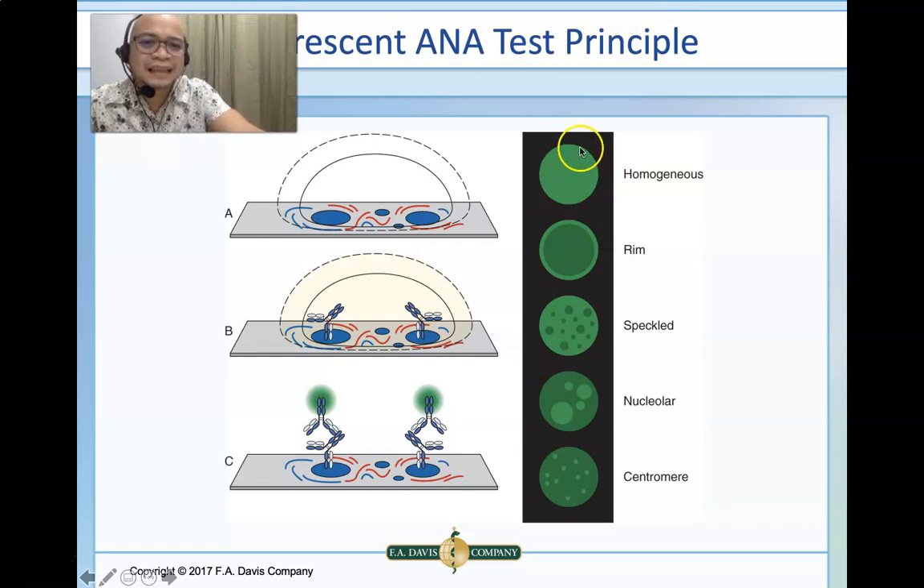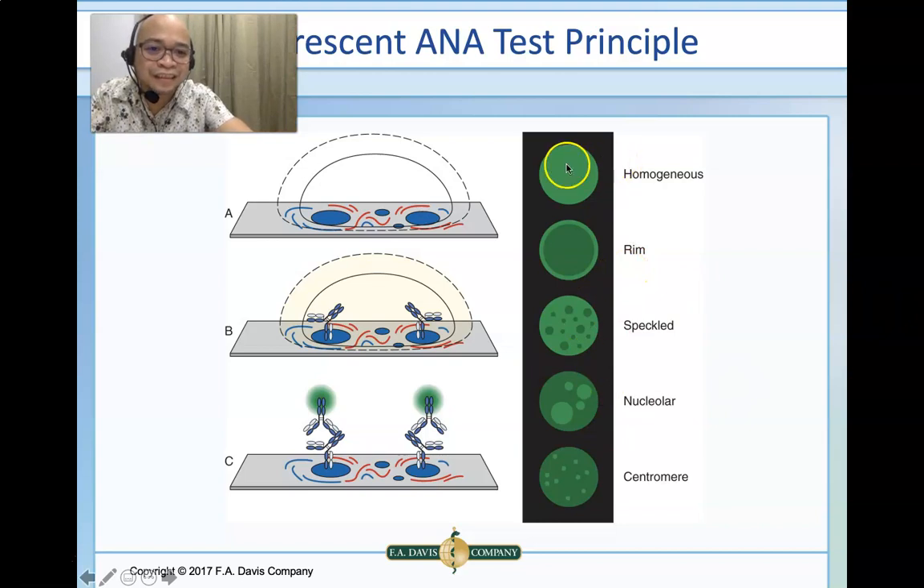Okay, it's plain. And then the rim, because they're in the rim, only the sides would have the fluorescent. And then we have the speckled, nucleolar, and then the centromere. So anti-double-stranded DNA, the antigen here is the double-stranded DNA, and it is the one that is most specific for SLE. So the pattern of anti-double-stranded DNA, as shown on page 241 of your book, is said to be peripheral.